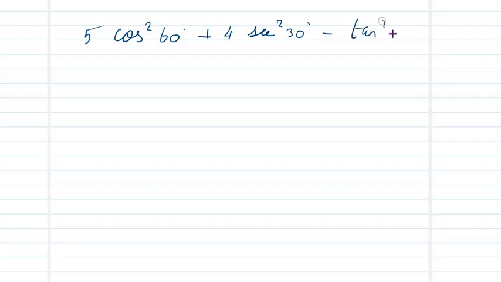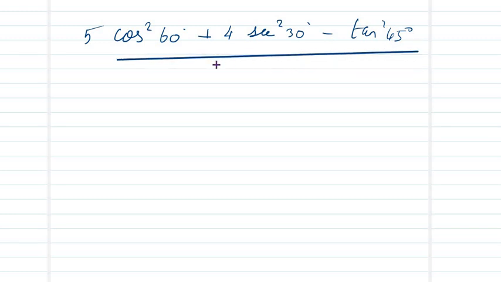Okay, let's see a problem over here. This question says: 5 cos square 60 degrees plus 4 secant square 30 degrees minus tan square 45 degrees, divided by sin square 30 degrees plus cos square 30 degrees. Let us see how we can calculate or solve this problem.